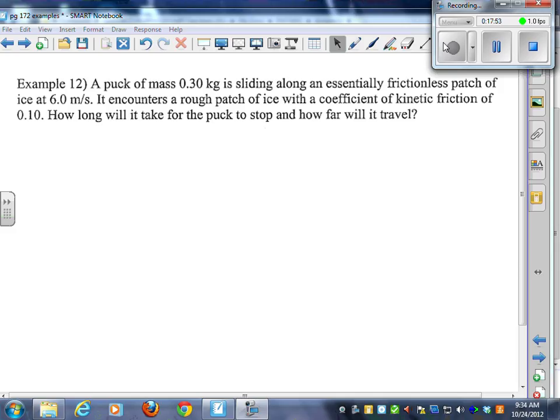Doesn't this sound kind of familiar? Didn't we do one like this? Kind of, sort of. Except I think I just gave you the friction force, right? Now I'm going to just give you the kinetic friction. So let's just draw this out here.